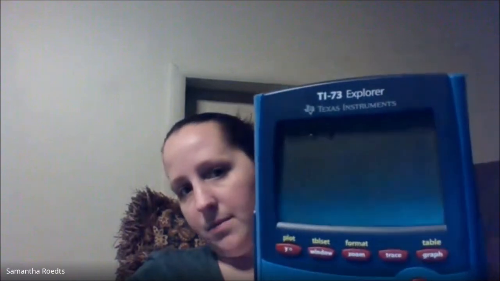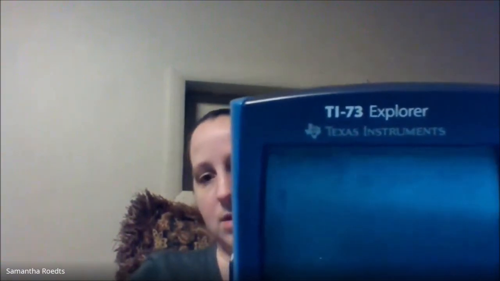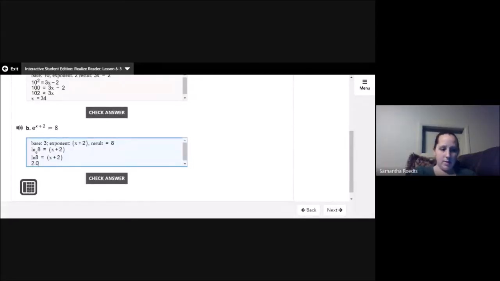So I'm going to go ln, which is the third option, enter, and then I'm going to enter ln 8, which is what I'm looking for. I hit the enter button and it gives me the 2.07. It gives me that answer. Okay, so that gives me that option. 2.079, which equals x plus 2.